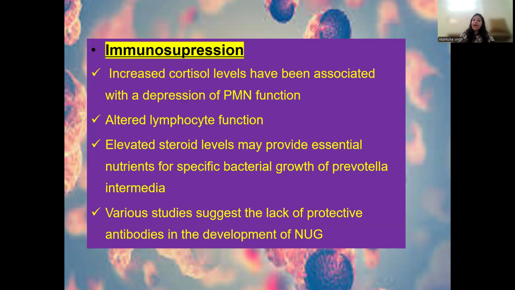Then there is another defense cell, that is lymphocytes. Their function is also altered. There are elevated steroid levels. They also provide essential nutrients for specific bacterial growth. So when the steroid level increases, bacteria like Prevotella intermedia get a niche to grow. And then there are various studies which suggest that there is a lack of protective antibodies in the development of necrotizing ulcerative gingivitis.